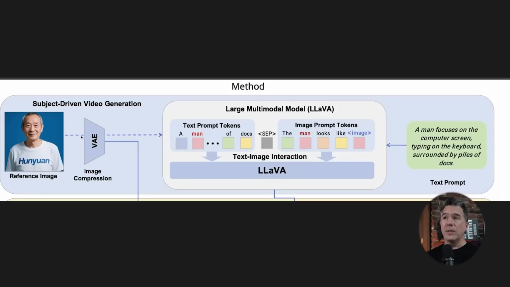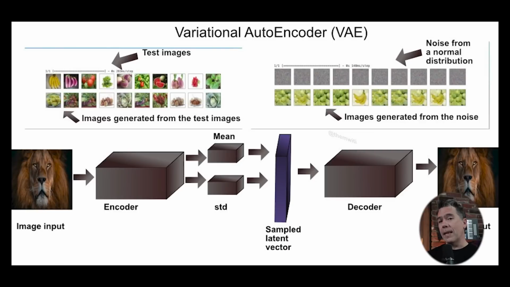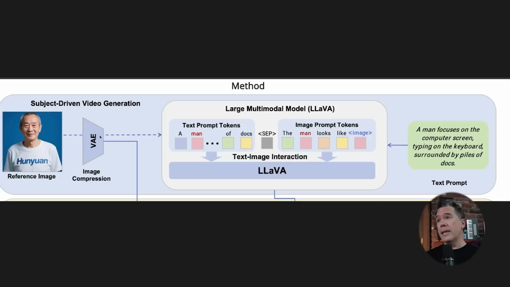From there, obviously, the image goes over to the VAE. So that is a variational autoencoder. You can basically think of it, again, keeping this very simple, as something that kind of examines your image and breaks it down into more manageable segments. That data is then taken over to LLaVA, which is Hunyuan's large multimodal model.